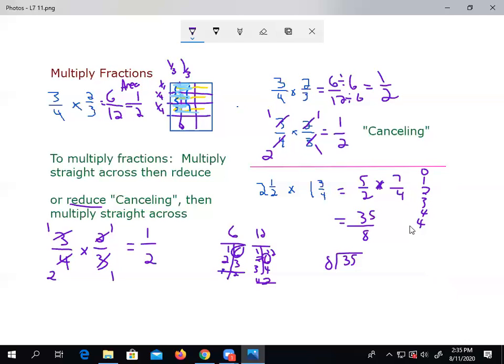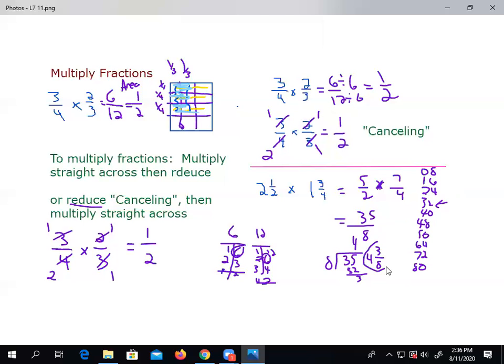Who knew that running out of paper would be a big issue? And then 0, 2, 4, 6, 8. So how many 8s could get me close to 35? That would be that 32. That would be 4 8s is 32. Then my remainder is going to be 3. So it'd be 4 and 3/8.